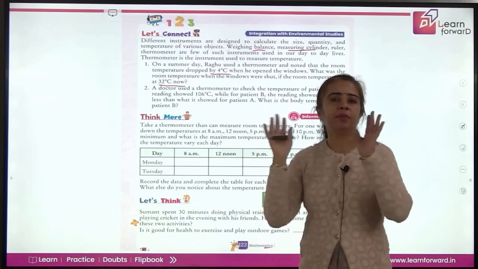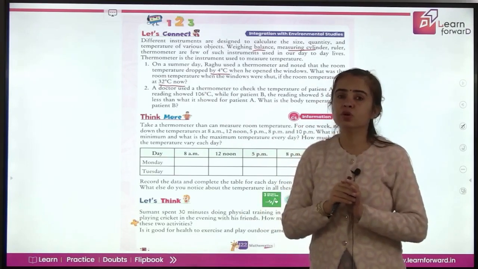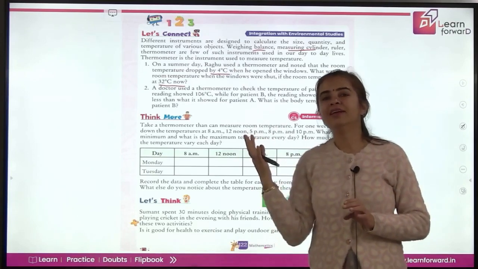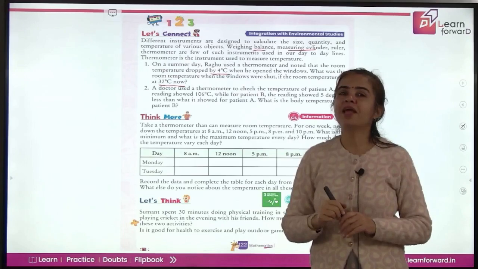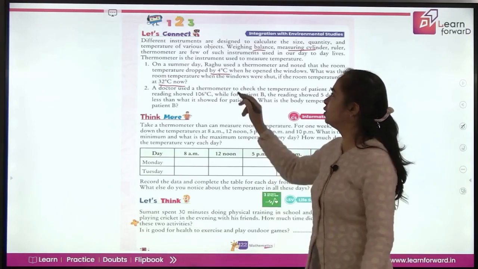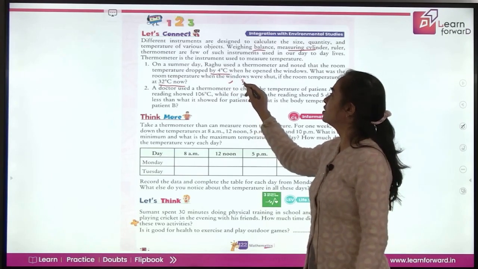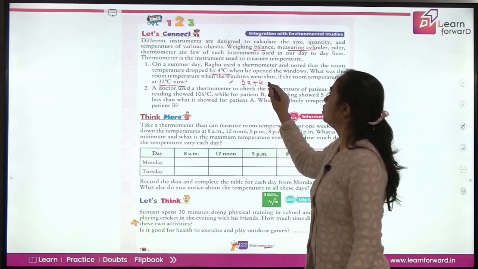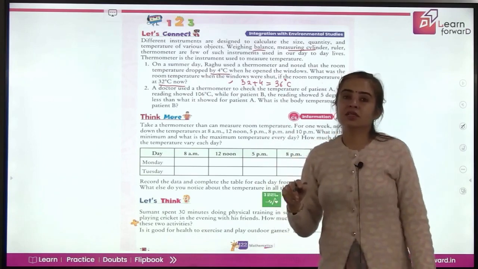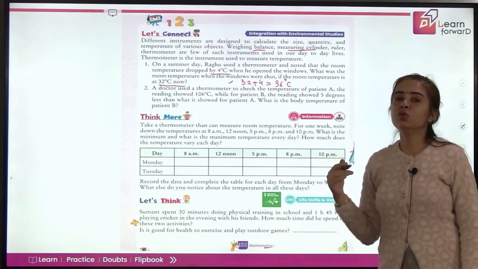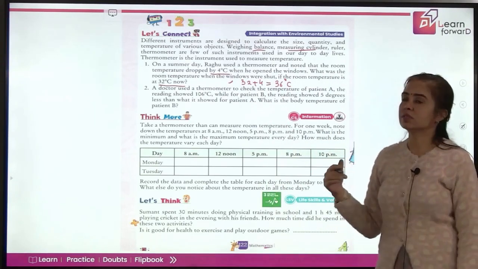What do you think the temperature was when he was sitting with the windows closed? Was that more? Yes. How much more? Same 4 degrees. So for more, what do we do? Add. So 32 plus 4 gives you 36 degrees. That was the temperature when the windows were shut. So see, this is the importance, the use, the benefits of having windows, right?